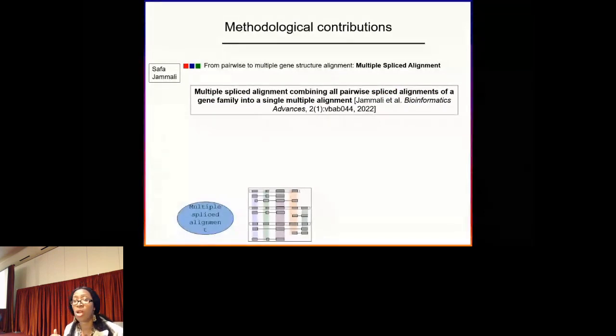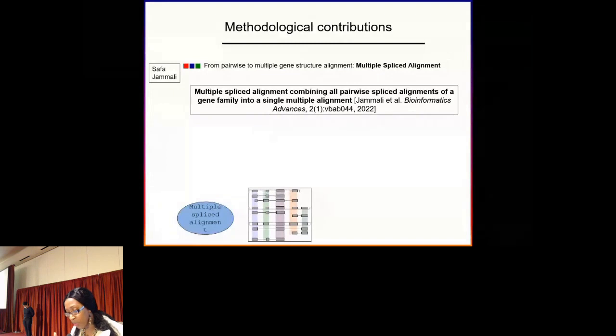And then Safa also worked on extending her work from pairwise splice alignment to multiple splice alignment, because before, most of the splice alignment algorithms that existed were for pairwise splice alignment, so one gene, one transcript. But in order to be able to identify orthologous exons between multiple genes, we had to extend pairwise splice alignment to multiple splice alignment.